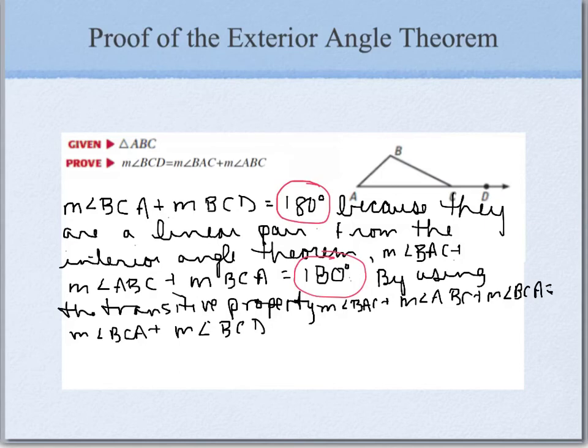Okay? So now I think you can see, what's on both sides? I see angle BCA on this side, and I see angle BCA on this side. So I'm going to, that's right, subtract that angle from both sides.